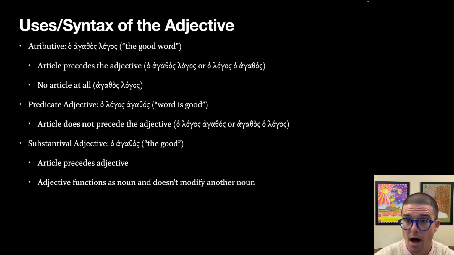And then ta agathon in the neuter would be just the good one, the good something that does not have a gender. So 3 different uses or categories of the adjective: the attributive, which normally has the definite article preceding the adjective, excepting the case when the whole thing is indefinite. The predicate adjective, wherein the definite article does not precede the adjective. And a substantival adjective, where we do have an article preceding the adjective and there is no noun that is being modified by that adjective.